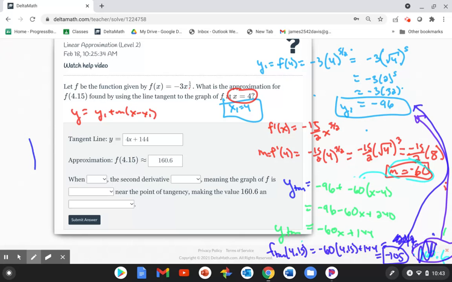That's why I knew that one was wrong. So definitely always double check. It's a good lesson. Double check your answers. Make sure they seem reasonable. So let's go ahead and change that to negative 105, if we can.